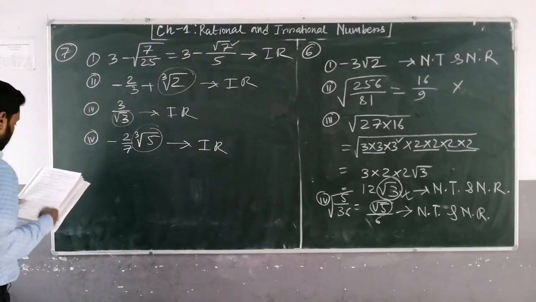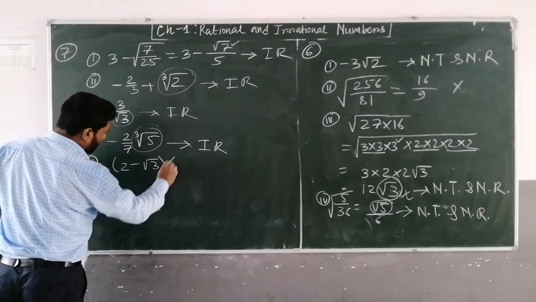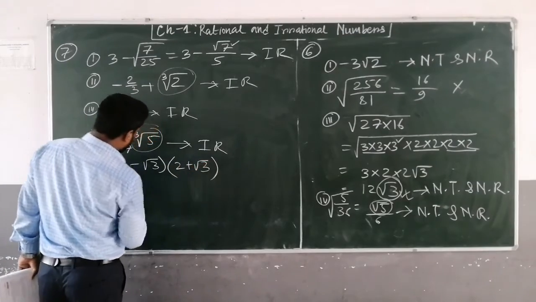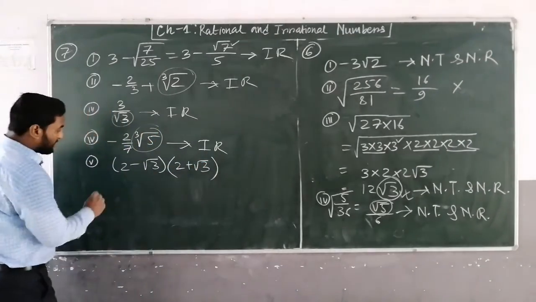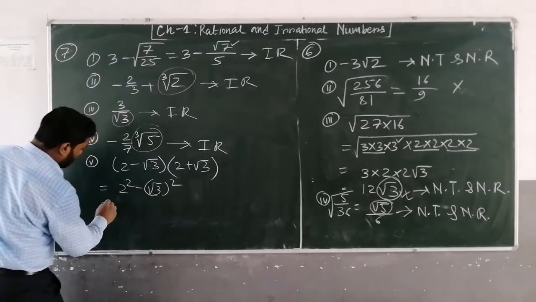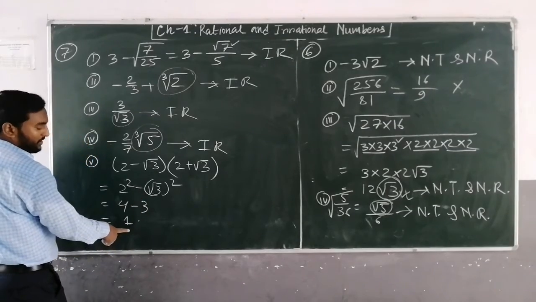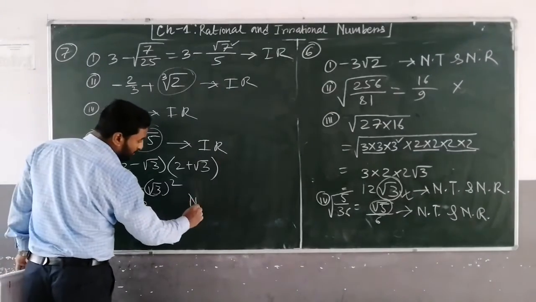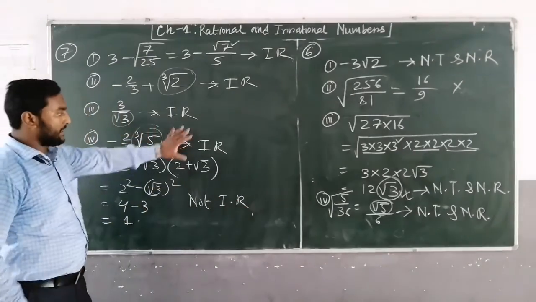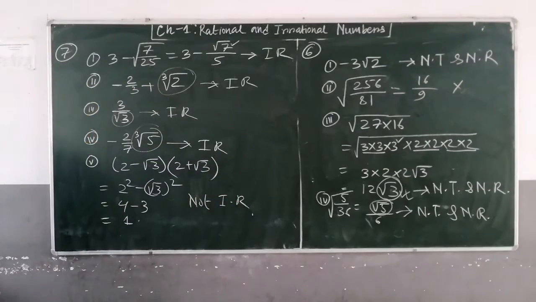Okay. Fifth part, 2 minus root 3 into 2 plus root 3. A minus B into A plus B form, so A square minus B square formula. 2 square minus under root 3 square. So this is 4 minus 3, that is equal to 1. This is rational. Okay. So this is not irrational. Only you have to find the irrational. So leave this. Okay. Now next part.